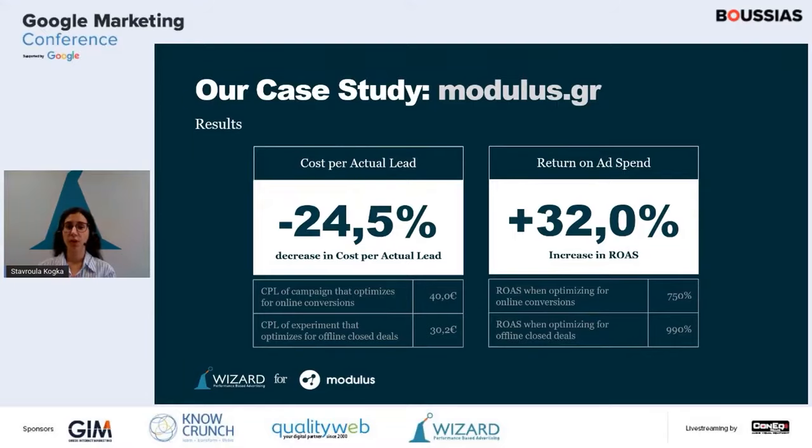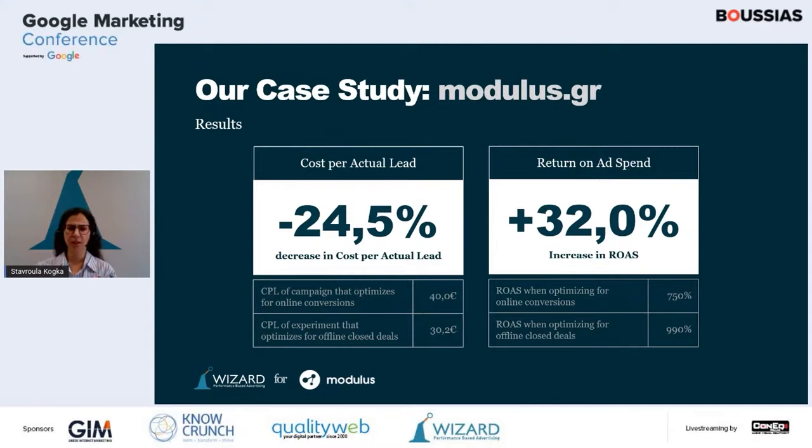Just a brief mention here. Based on internal data analysis, our estimation of the conversion rate from Google search online forms, which was our main conversion, to actual offline sales is 50%. So based on that internal data, we can deduce that actual closed deals from the existing campaign that optimized for online conversion would have an actual cost per lead of 40 euros. And at the same time, the experiment campaign, which was optimizing with the help of OCT for offline actual closed contracts, resulted in a cost per lead of 30 euros. That was a huge decrease in our cost per actual lead, which was minus 24.5% in cost.